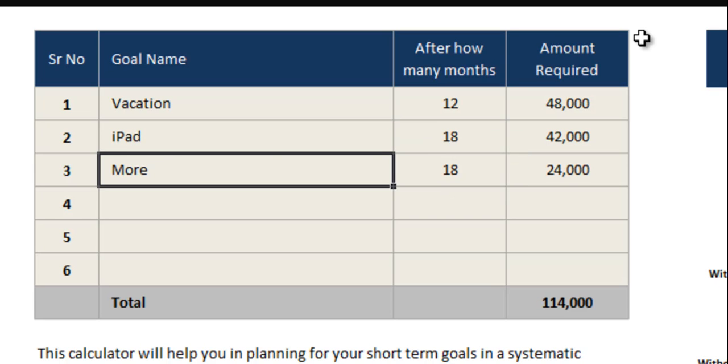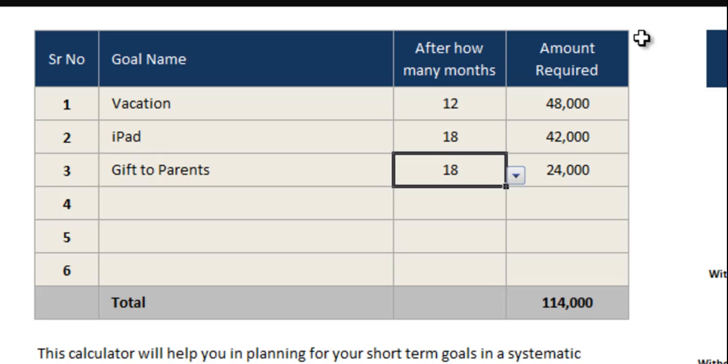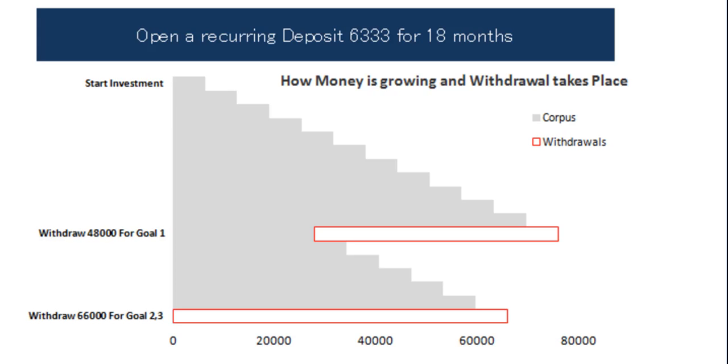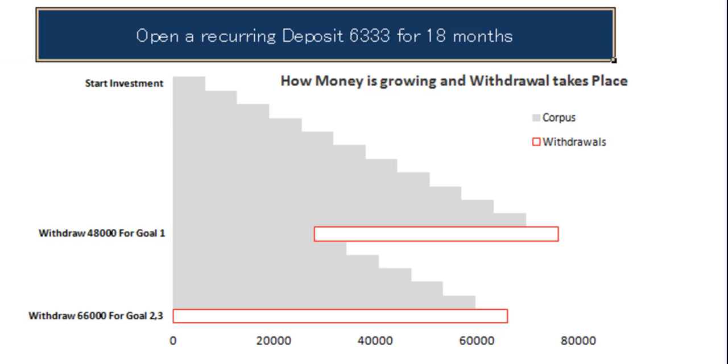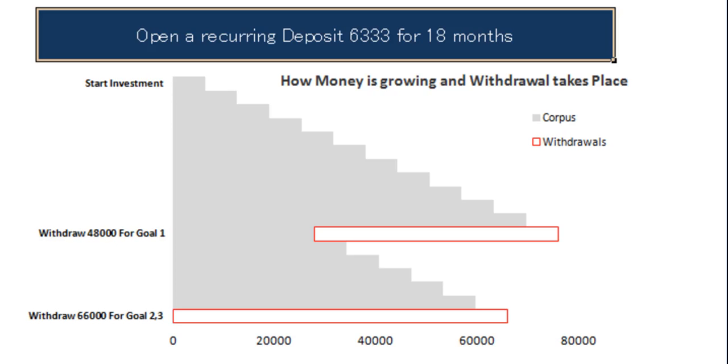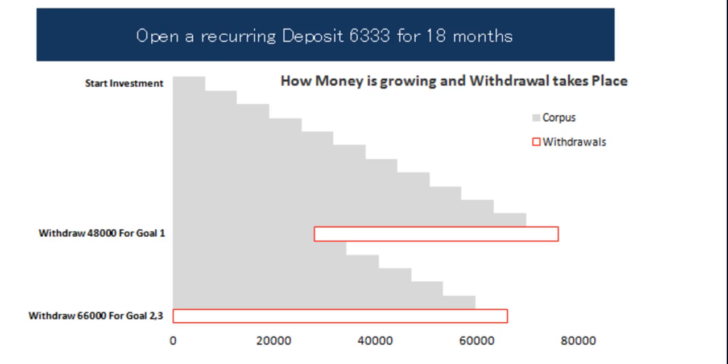And then let's say you want to gift something to your parents which costs 24,000 rupees and you want to do it after 18 months. Now the moment you do this, this whole tool will show you that you have to open a recurring deposit for 6,333, and that should be done for 18 months. And once you do this, all these three goals are planned.